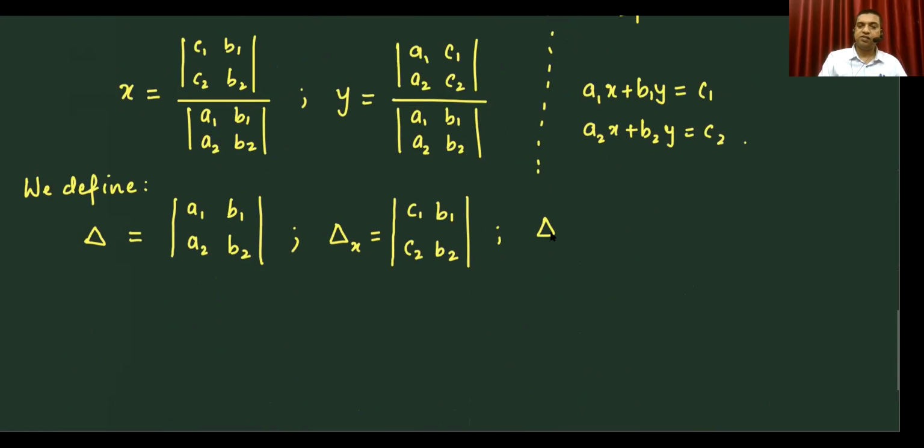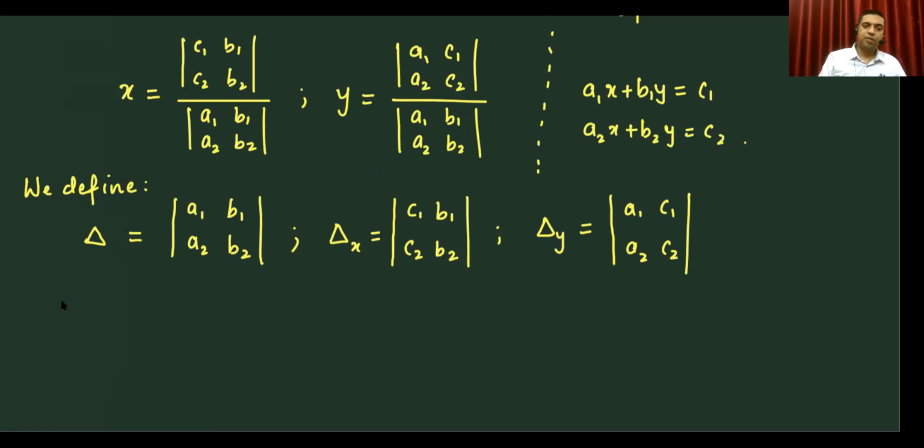Next, delta y. We define delta y as: take delta, replace the coefficients of y by constants. Got it? You see here now.